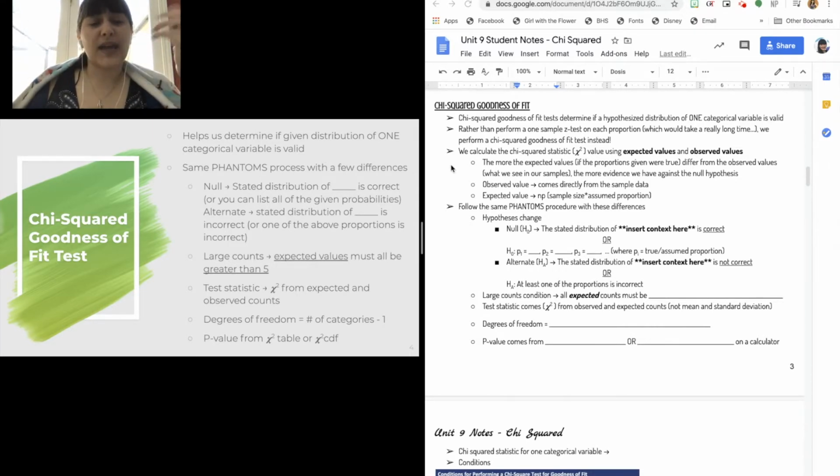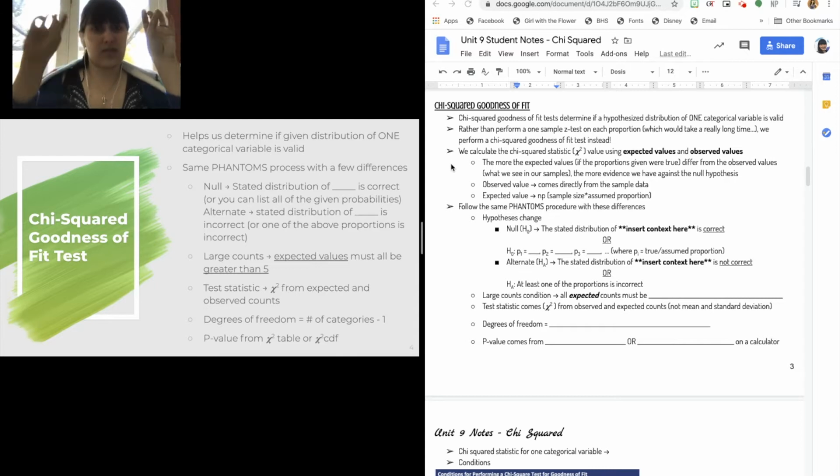Like I told you in the last video, if you wanted to do that with z-tests, you would have to compare category 1 with category 2, run a test and see if those two were different, then do the same thing for category 2, category 3, category 1, category 3. It would take a long time, right? So that's what we use chi-squared goodness of fit tests for. It does it all for you in one place. Super awesome.